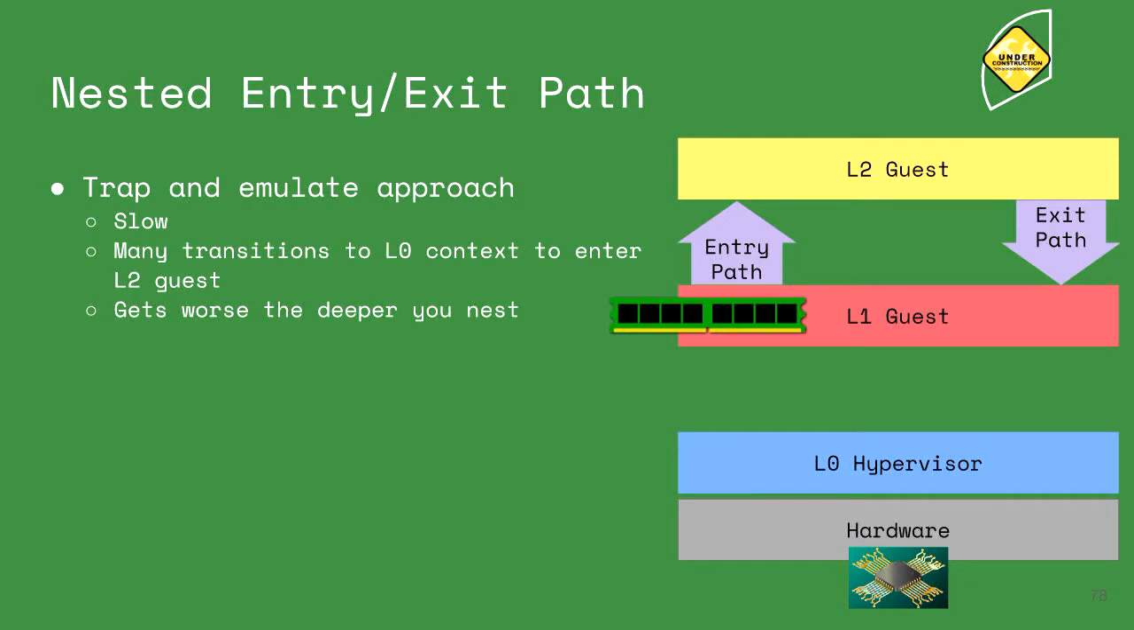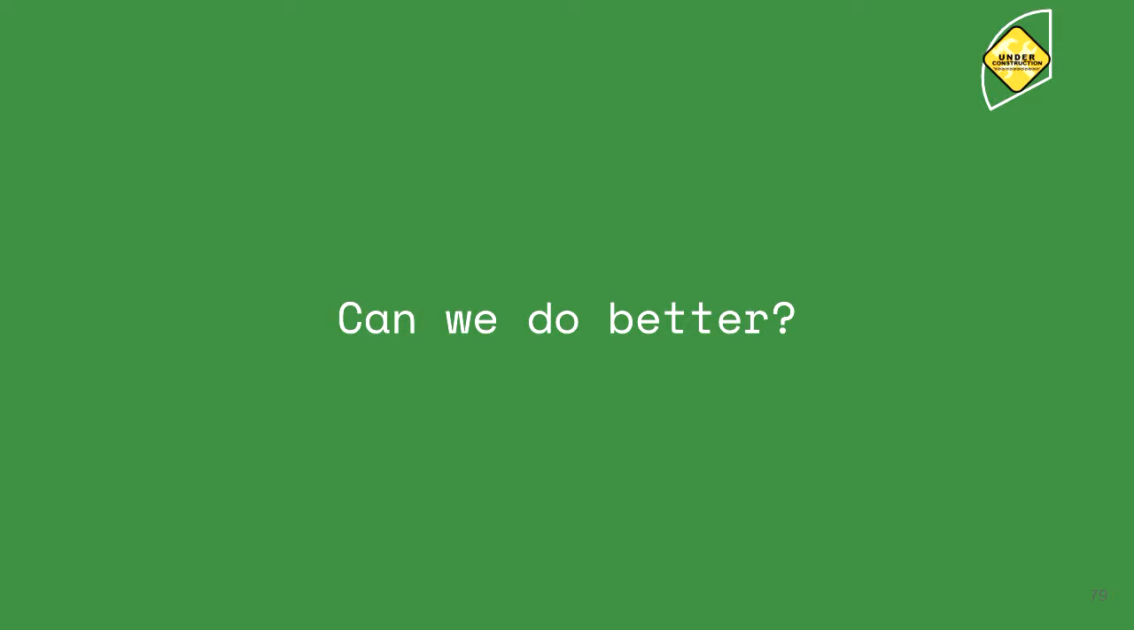So I've called this the trap and emulate approach, and some of you might have already guessed that this is going to be slow. Every time you have to access a hypervisor register, you're going to have to trap to level 0, which is of course going to mean taking the entire KVM entry and exit path to get out of level 1 to level 0. And it's just going to get worse the deeper you try and nest. Can we do better?